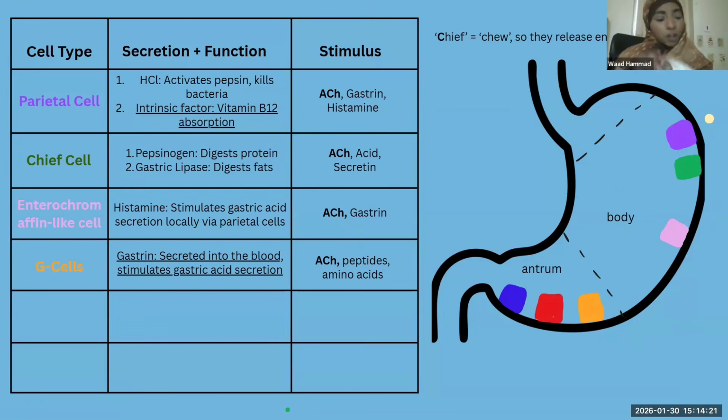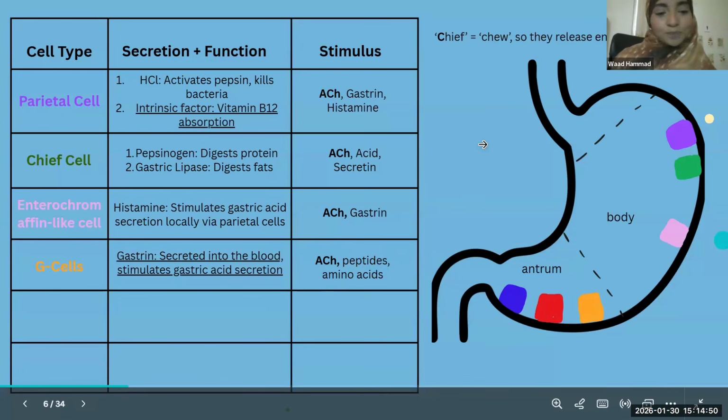So either way, its job is just to make sure that the stimulation of releasing hydrochloric acid is there when it happens. And then our stimulus for it again is ACH. We want more acid. It's there by ACH, always. And then we also have peptides and amino acids. Peptides and amino acids stimulate it because when you eat, there are obviously peptides and amino acids in your stomach. So the G cells see that and they are like, oh, she ate. So they release gastrin into the bloodstream.